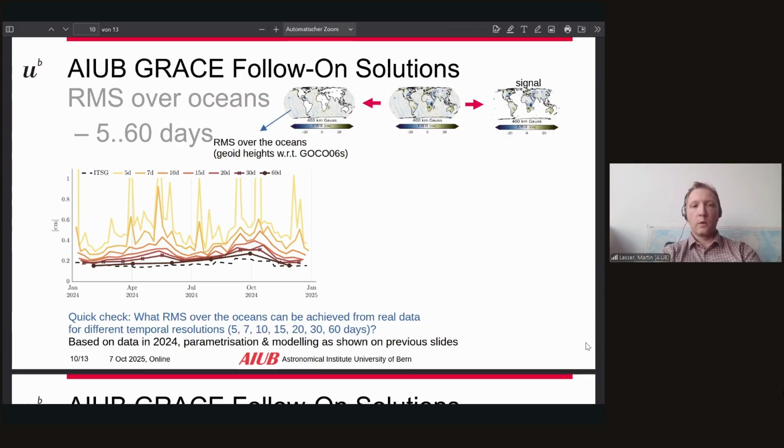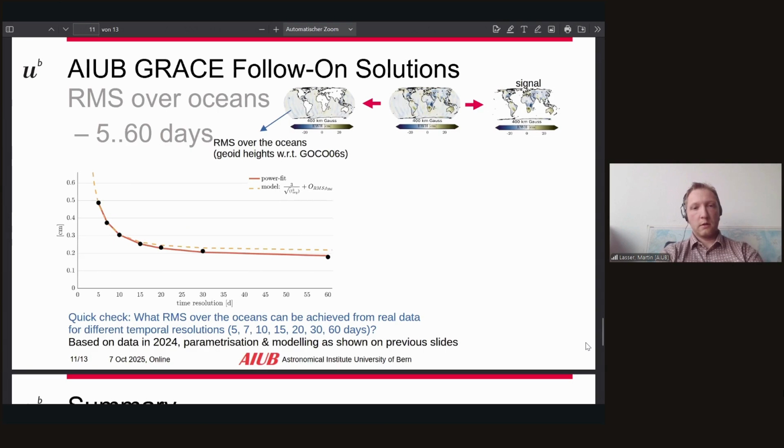Probably it's well known. For 2024, I tried to test the temporal resolution. So what can we achieve from 5 to 60 days accumulations of gravity field solutions, based on a previous selection of modeling, and just in a simple RMS over the ocean plot? This is for each month, so obviously it's better the longer we average, but one can fit this quite well with a very trivial power fit, just to see what we can achieve.